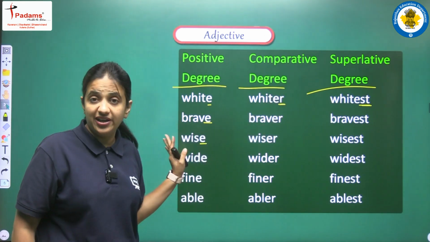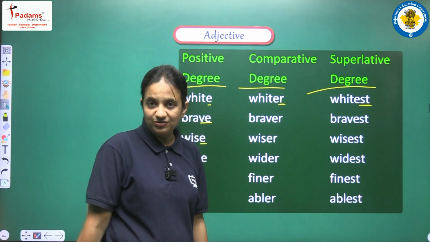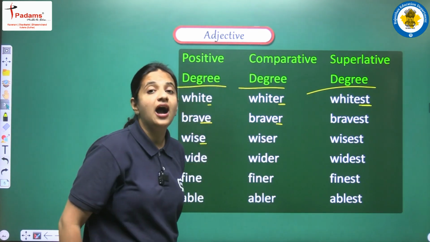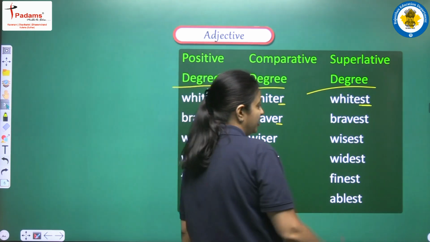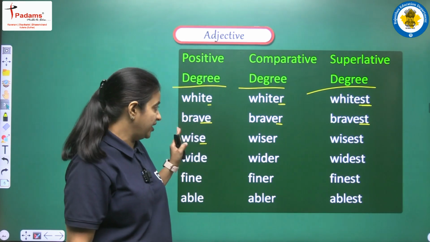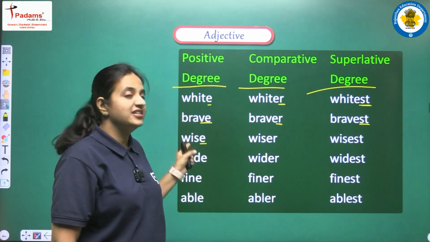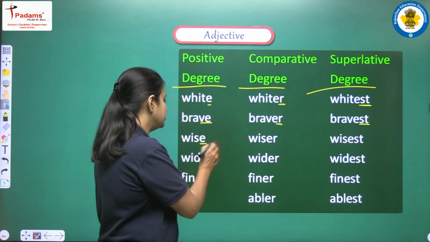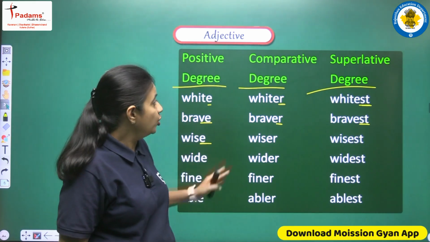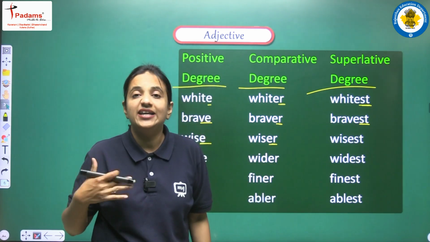Next we are having brave. Brave, yes, it's a positive degree word and we are having E at the end of the spelling. So to make comparative degree word, we are just adding R, and to get the superlative degree word, we are just adding ST. So now it is brave, braver and bravest. Okay. Next is wise. So again we are having positive degree word and we are having E at the end of the spelling. So to make comparative degree word, we are adding R, so it will be wiser.